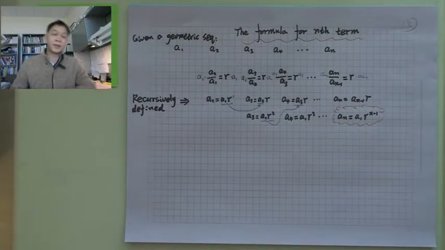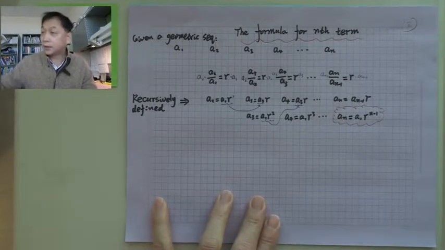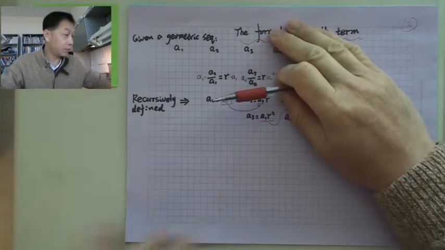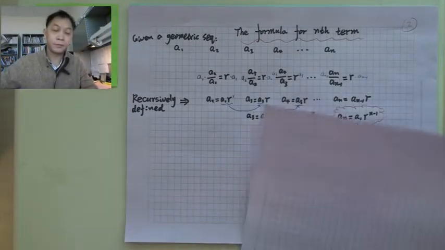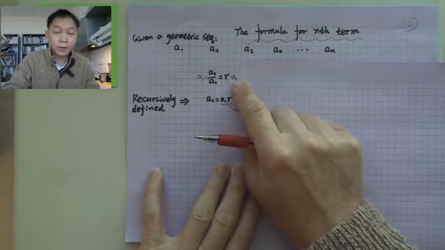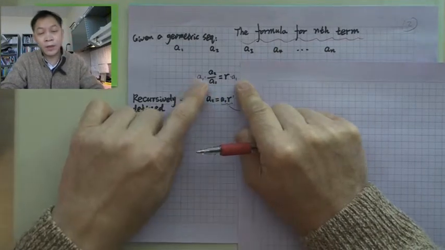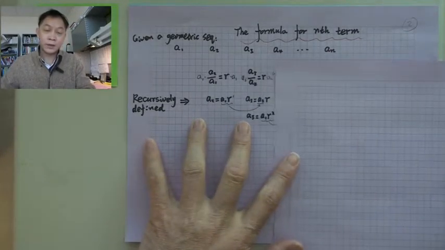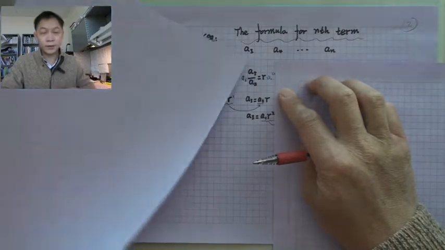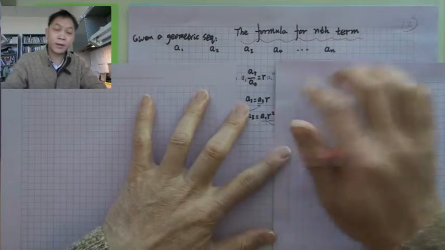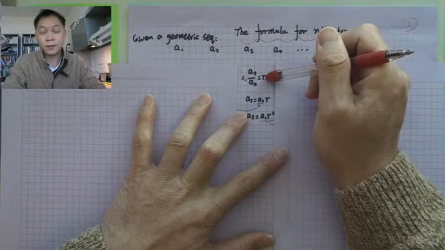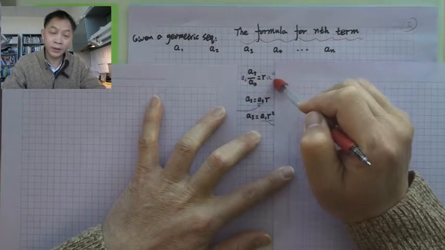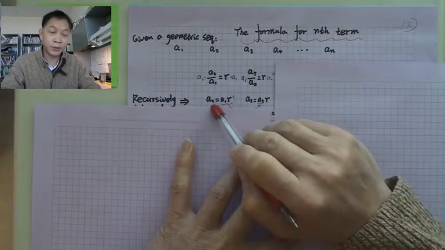Then how does the formula look like? Down here, if both sides are multiplied by A1, this A1 cancels this A1, and we have A2 equals A1 R. Similarly, for the second one, we know A3 divided by A2 is a constant R. Both sides multiplied by A2, you cancel A2, so you have A3 equals A2 times R. And down here was A2 equals A1 times R.